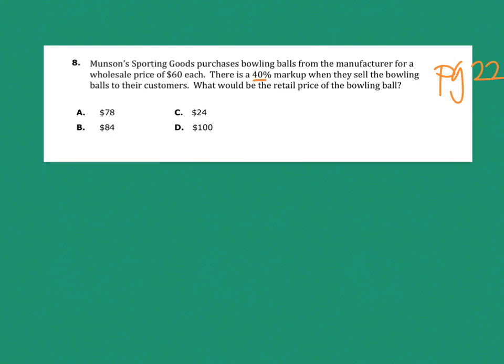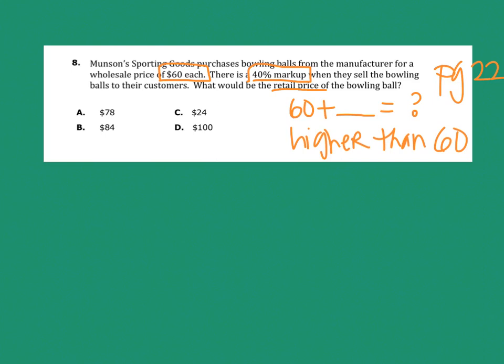We need to set up our proportion. There is more than one way to do this. We want to know the price after the markup. So I'm going to have 60 and then I'm going to add something else and then see what it equals. So my price must be higher than $60 to start with. So C cannot be the right choice.